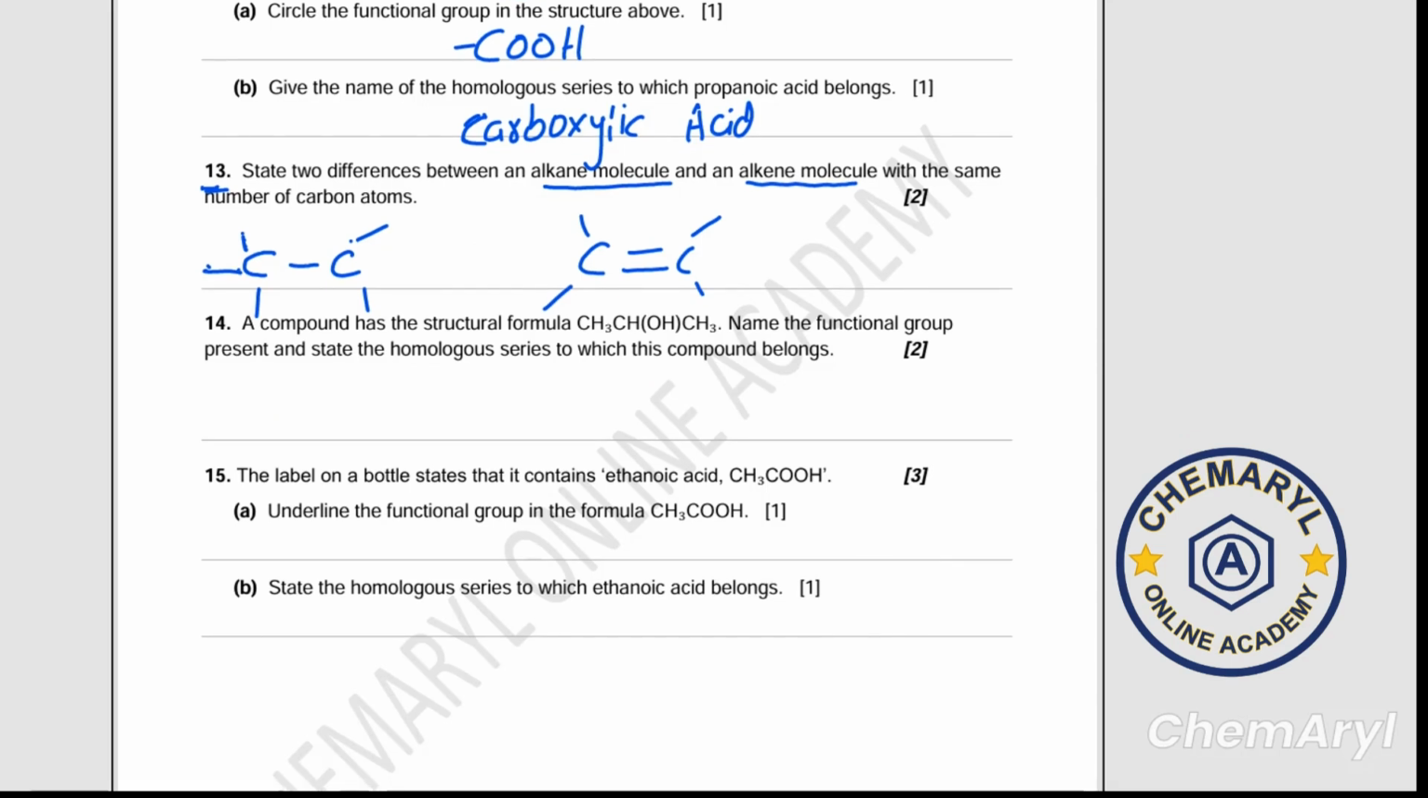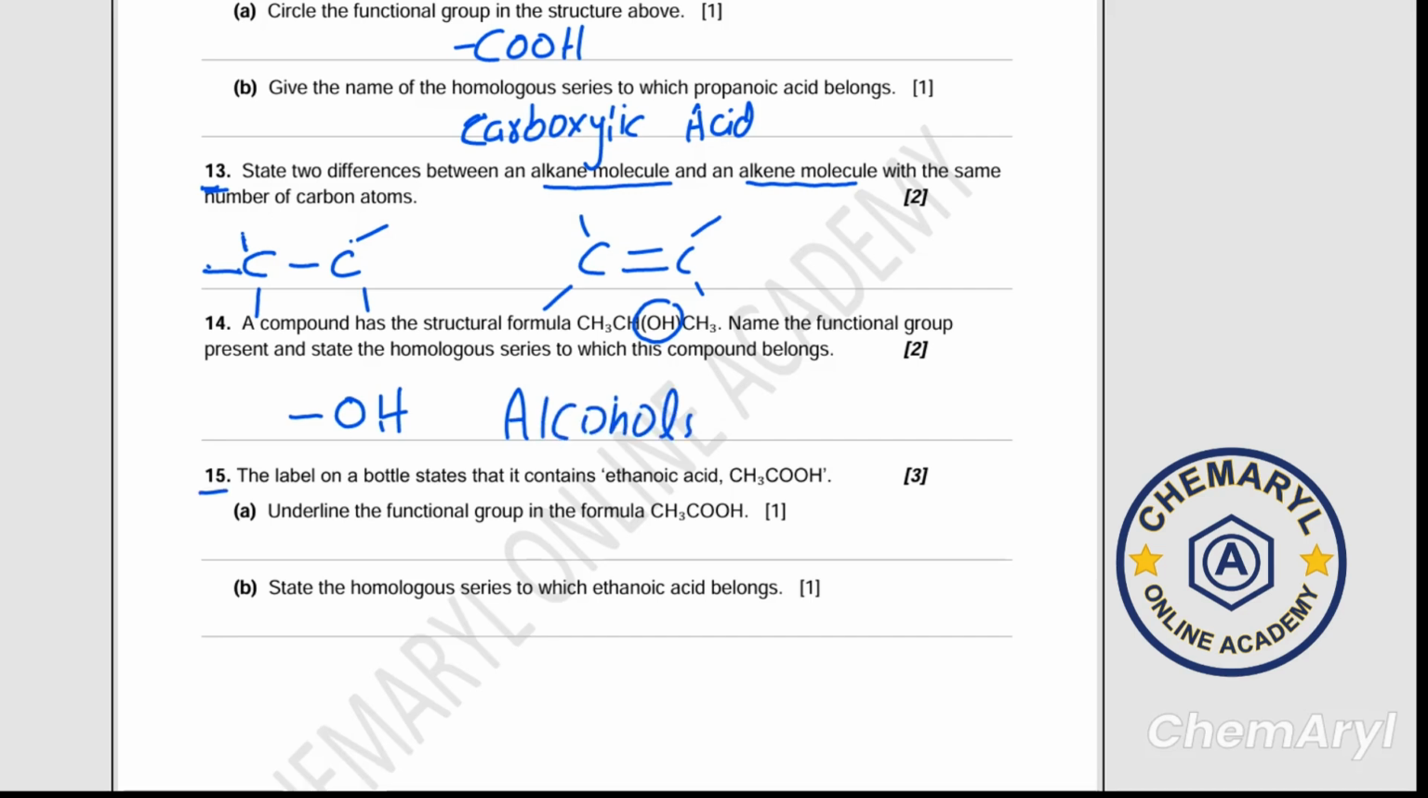Next, dear student, question is 14. A compound has the molecular formula CH3CHOHCH3. Name the functional group present and state the homologous series to which this compound belongs. Here the functional group is OH, the OH functional group, and the alcohol homologous series.